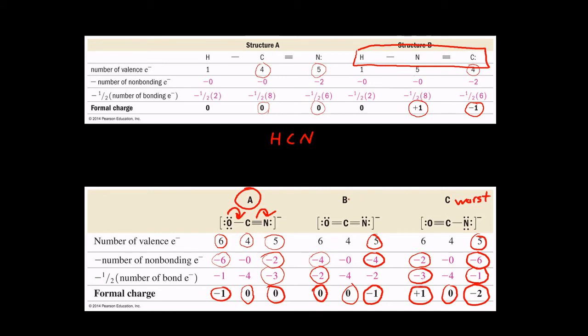Now, does that mean that B is a bad structure? No, it's not bad. It's just not as good as A. It is a matter of gradations. Either one of those are acceptable structures. Technically speaking, even this one is an acceptable structure, even though it is by far the worst structure. But these two are much closer to each other than this one would be. But A is the best structure.